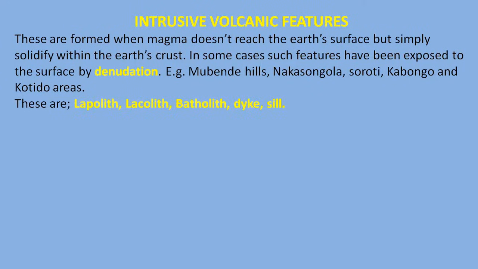So these include the lopolith, the laccolith, the batholith, the dike, and the sill. These are intrusive volcanic features which are formed within the earth crust. Lava does not go outside the crust. It just slowly solidifies within the earth crust, forming such features.